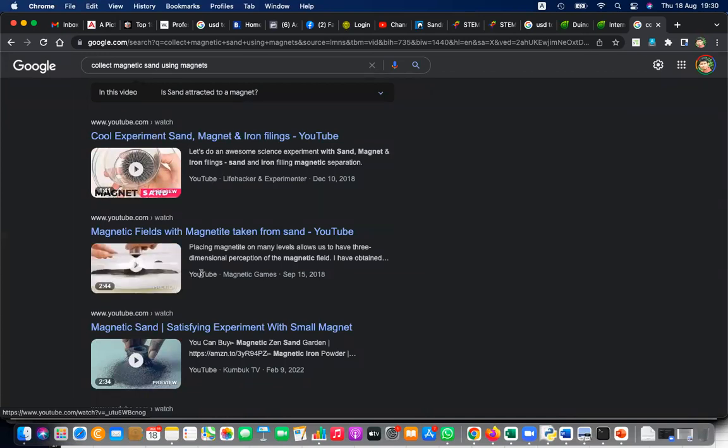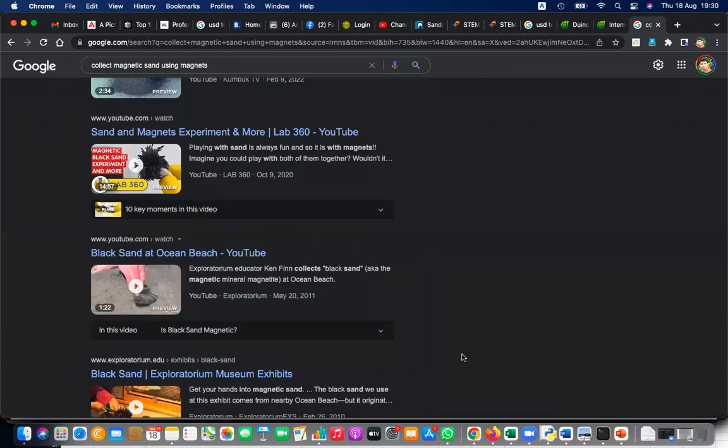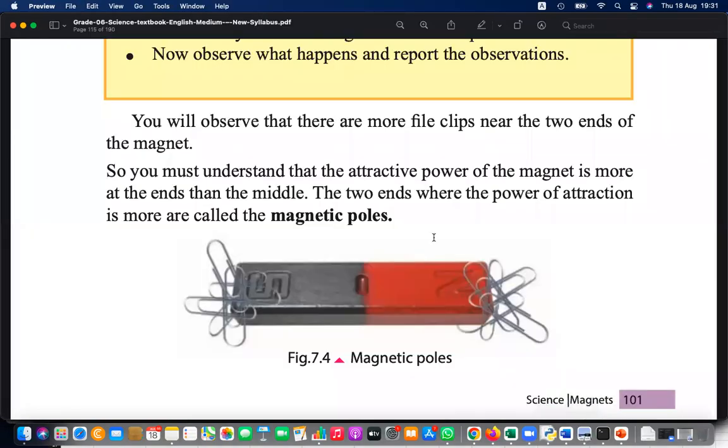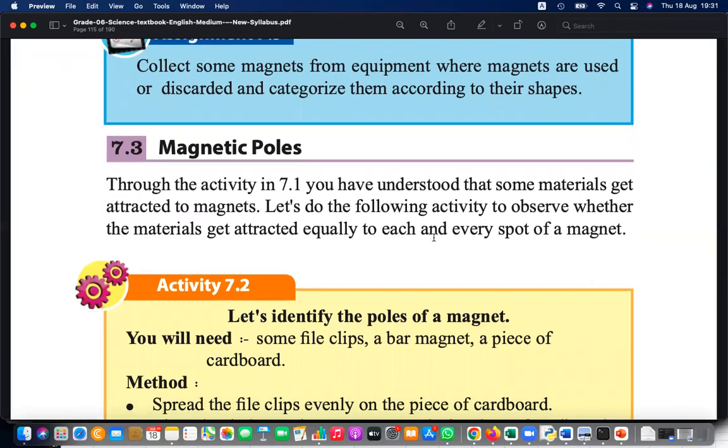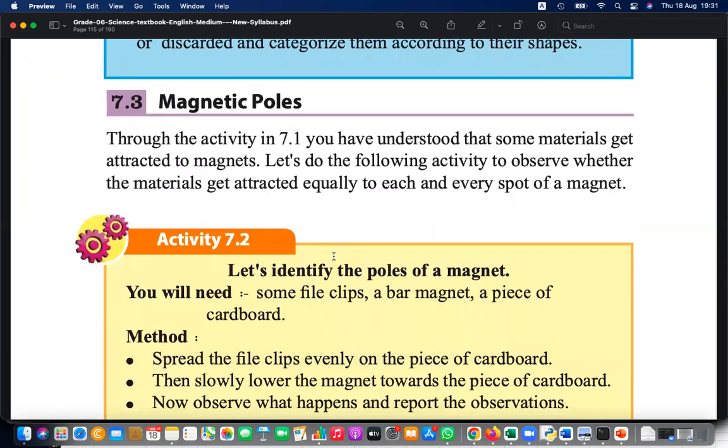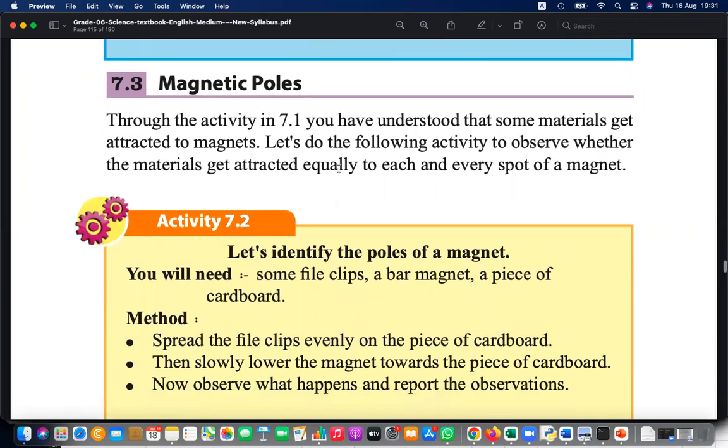This is actually to test the magnetic field. Okay, so let's move into the book. Magnetic poles means these edges. These are edges, or the corners. Magnetic edges. So a higher concentration of the magnetic power will be there in these poles.